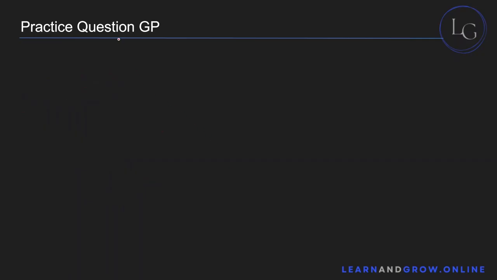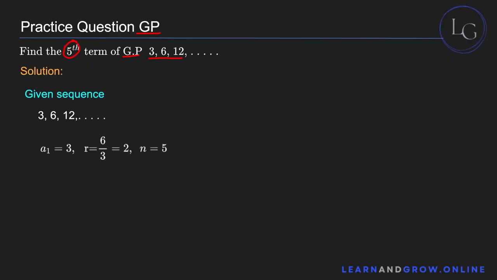Now let's do a practice question regarding the geometric progression. Now it's a very simple question, but it'll clarify the concept. It says that we have to find the fifth term of the geometric progression, right? And this is the geometric progression, 3, 6, 12, and so forth. Now, we only have 3 terms. We have to find the fifth term. So what we simply need to do is, we first find out what the first term, a1, is, because that will be used in the formula, and that is 3, right?